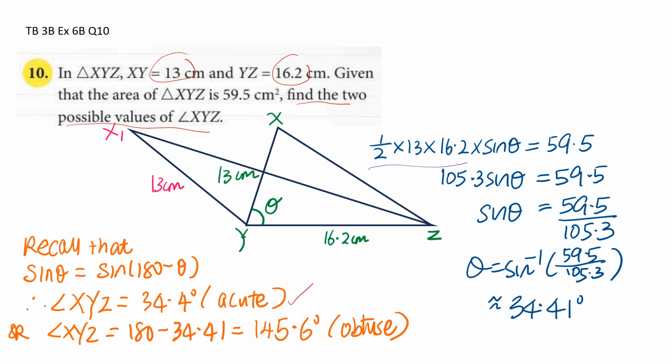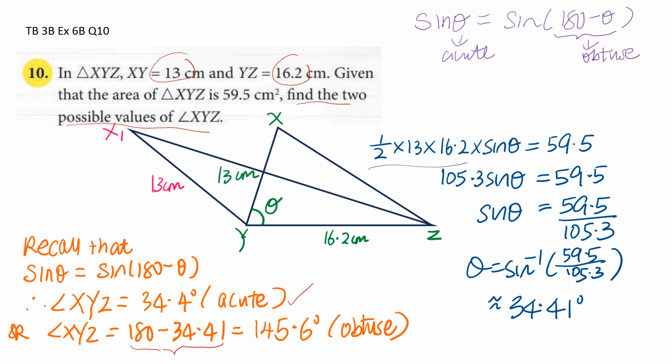Then how about the obtuse angle? How do you get the obtuse angle? So the obtuse angle will be 180 minus 34.41. How do you justify this part here? Yes, because if you recall what we have learned earlier on, that sine of theta, if theta is an acute angle, will be equal to sine of 180 minus theta. So if your theta is an acute angle, then 180 minus theta will give you an obtuse angle, right?